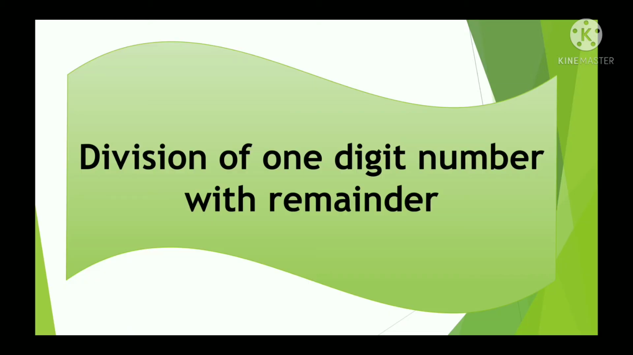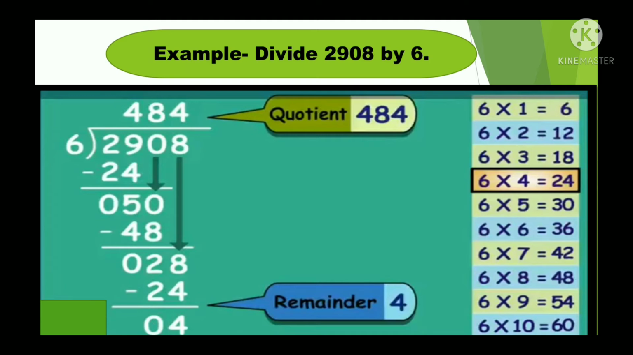Now students, division of one digit number with remainder. So for that, here I have taken an example. Divide 2908 by 6. So we will follow the same rule which we have done in the previous division. First we will take one digit from the number which is 2, and because 2 is less than 6 which is not divisible, so that's why we will take two digit number from the dividend, and it is 29.